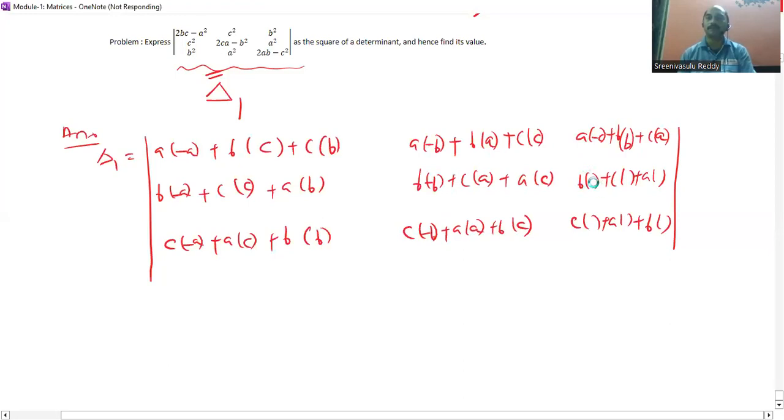Minus C, minus C, B, A. Minus C, B, A. Here minus C, whatever is there in the minus C, B, A.